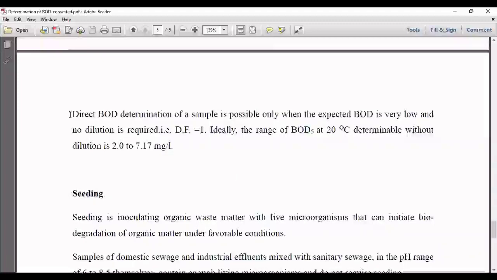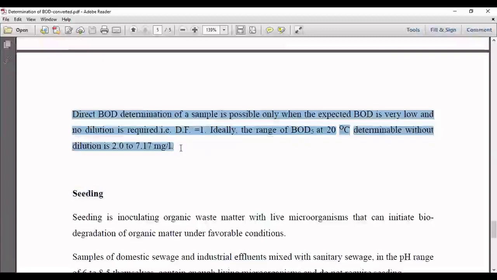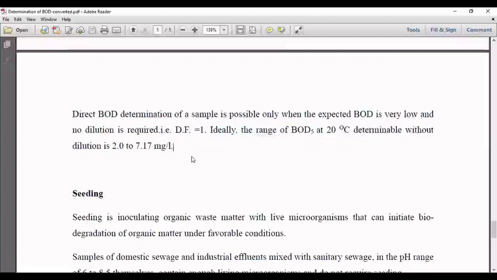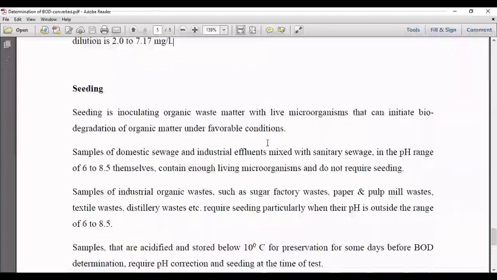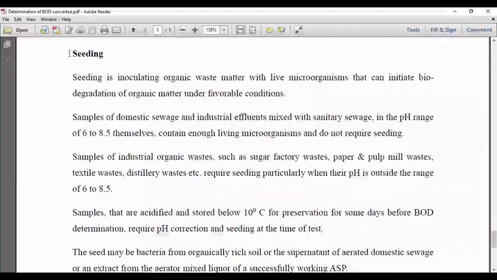So now, direct BOD determination of a sample is possible only when the expected BOD is very low and no dilution is required, that is, the dilution factor is 1. Ideally, the range of BOD at 20 degrees Celsius determinable without dilution is 2 to 7.7 mg per liter. So if the sample is very pure and not polluted, we can take the dilution factor as 1, but in that case the BOD range is 2 to 7.7 mg per liter, right?